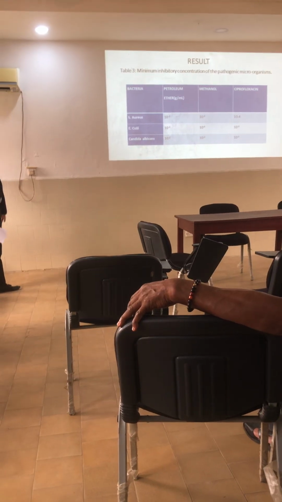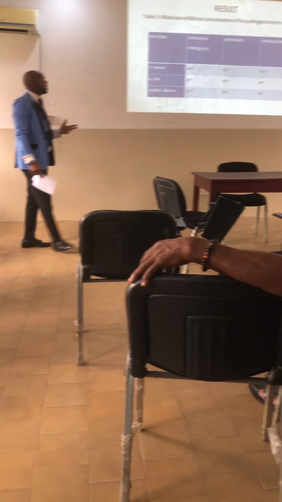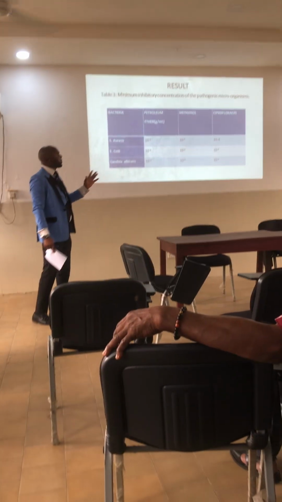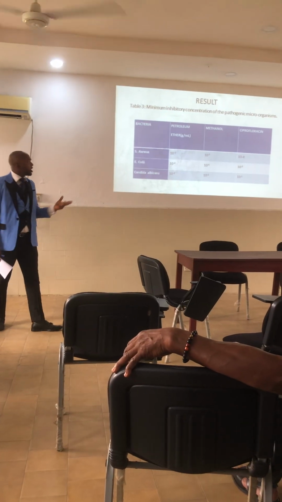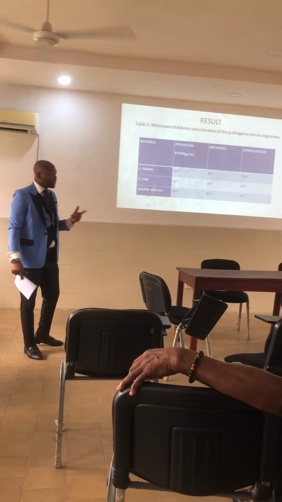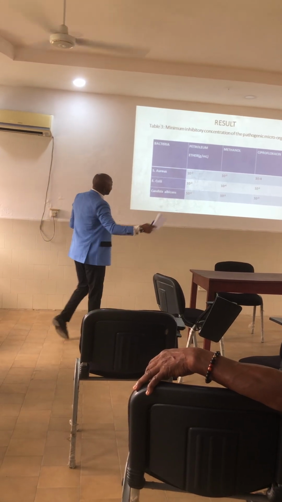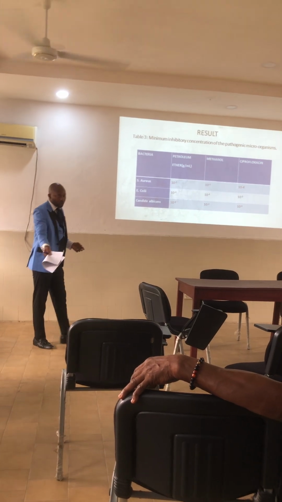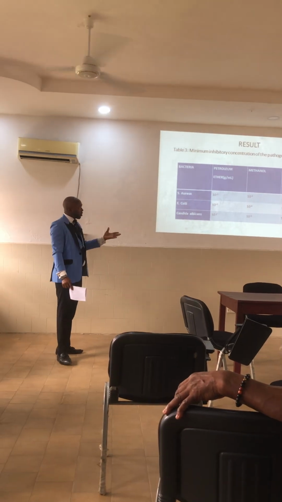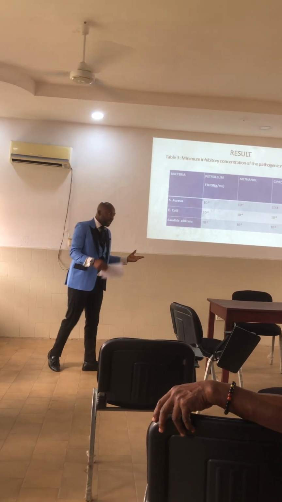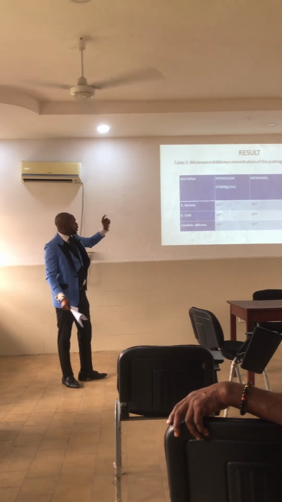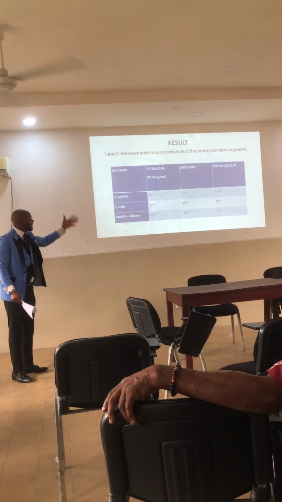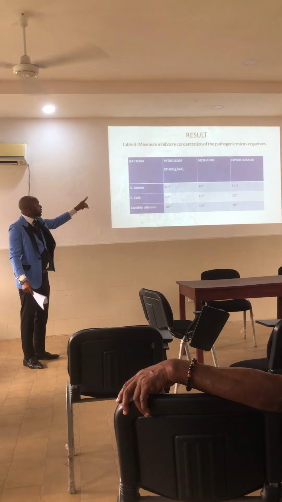Move on. Now, the result for the minimum inhibitory concentration of the pathogenic microorganisms. Here, remember I said I used petroleum ether, I used methanol and ciprofloxacin. The ciprofloxacin is a control. We know that to be a drug which we use in the treatment of typhoid and all of that. So we have to compare it with what we are doing. Does it also possess this tendency of inhibiting microbial growth as compared to these other two?